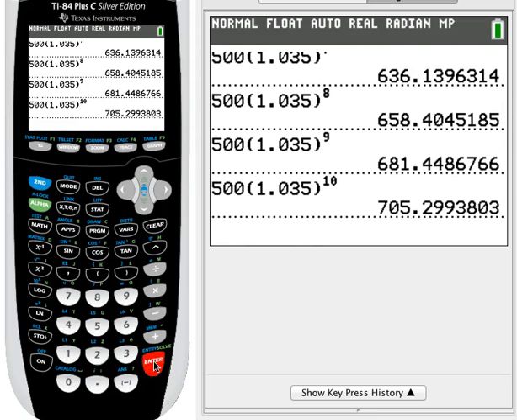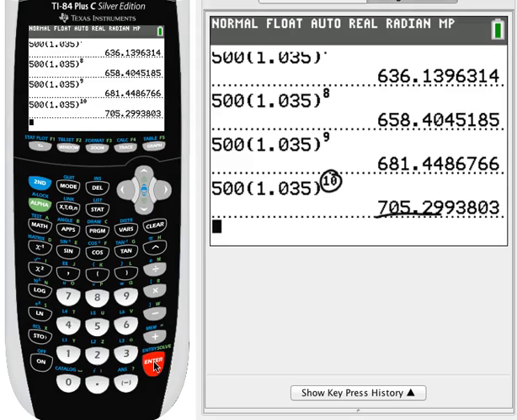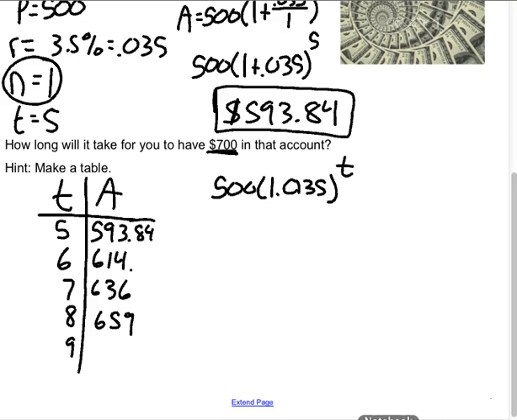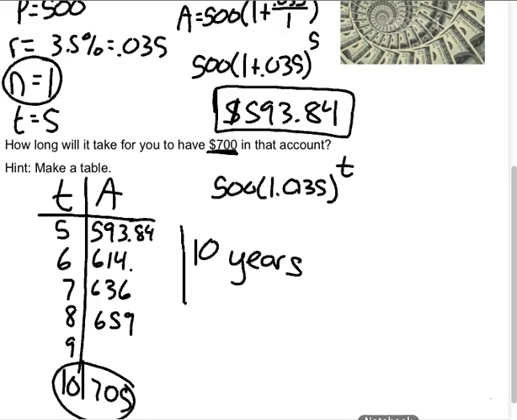There we go. For the first time, after 10 years, we finally have over $700. Okay, so after 10 years, we finally get over the $700 benchmark. So that's going to be our answer. It's going to take 10 years for us to hit that amount of money. And don't forget, we talked about that yesterday, about when you're trying to figure out how long will it take. The answer to that is make a table and then just see after how long is it going to take me to get that amount of money.